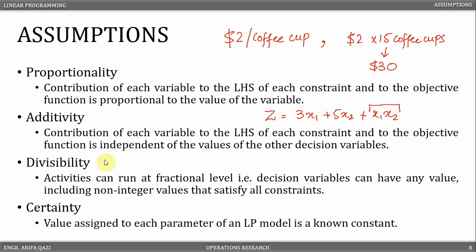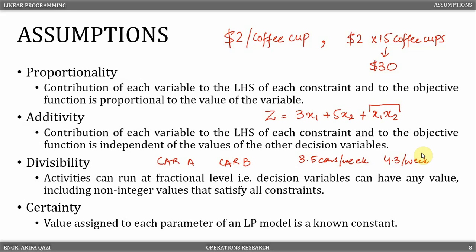The third assumption is divisibility, which assumes that the activity can be run at a fractional level. Suppose that an automobile manufacturing company produces two models of cars, car A and car B. We need to determine the number of car A model and car B model produced per week. That is, we need to determine the production rate of each of these models. Now, the production rate can be in fractions. That is a production rate of 3.5 cars per week, or let's say 4.3 cars per week. And this would be perfectly valid.